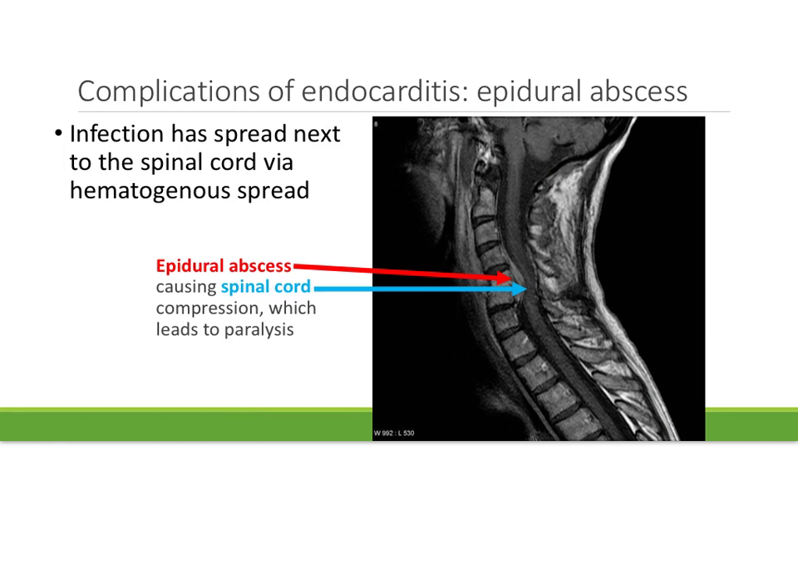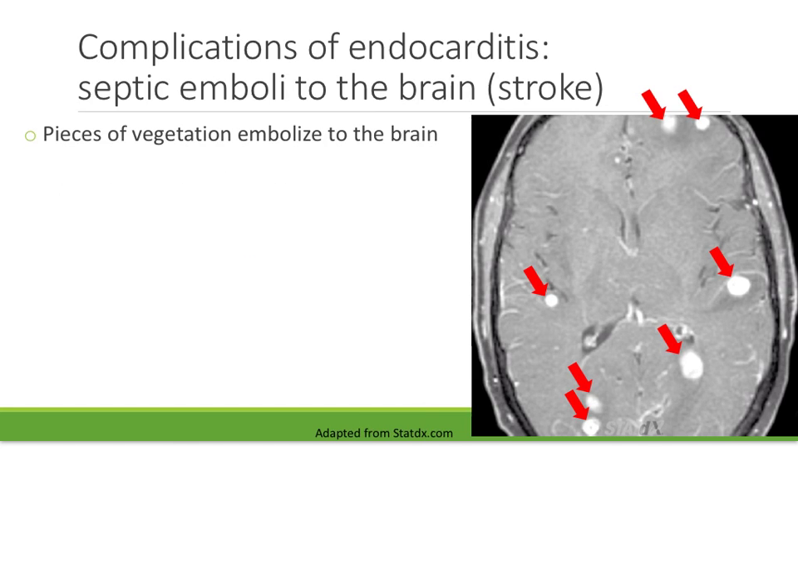One of the more feared complications of endocarditis is an epidural abscess. This is where the infection is spread to the epidural space next to the spinal cord. That causes an abscess, as shown here by the red arrow, which compresses the spinal cord here in the blue arrow, which can cause paralysis very quickly.